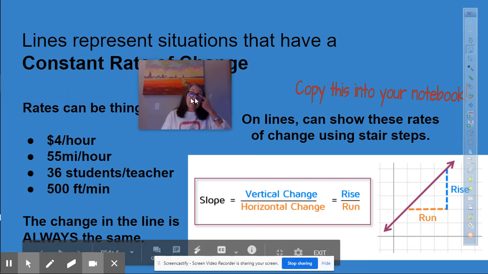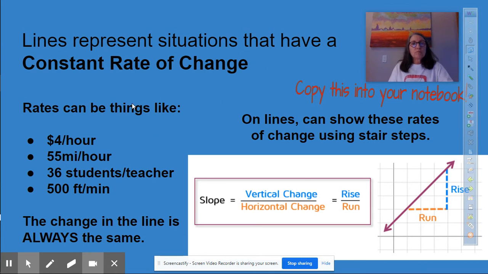So when we look at a rate of change, in the real world, things that you never even thought of were considered slope. Say you get paid for babysitting or something, you get paid $4 for every 1 hour. That's a ratio. That's a slope. It's a rate of change.